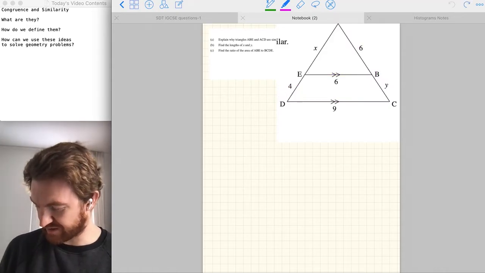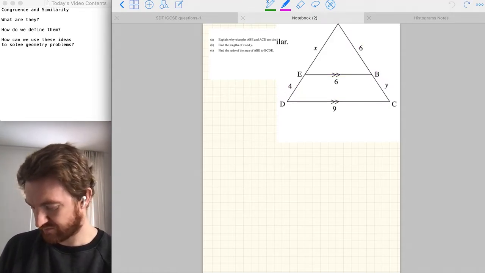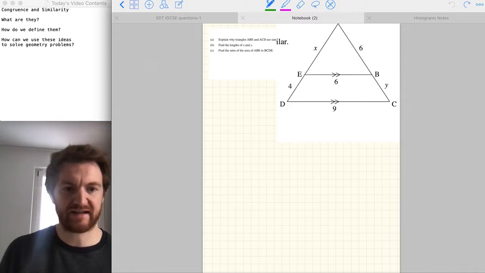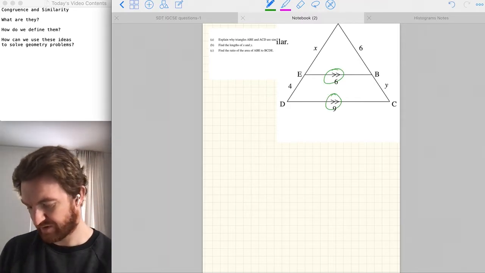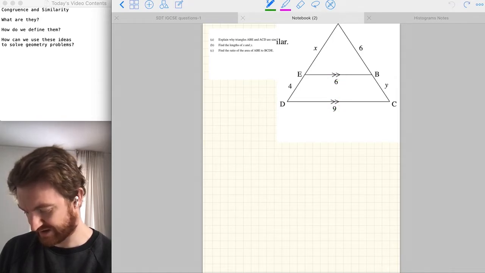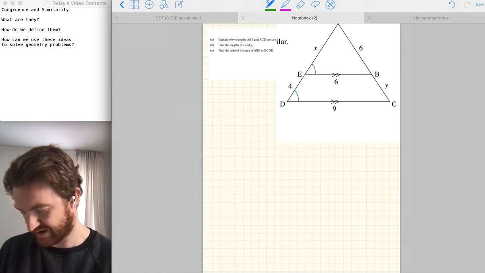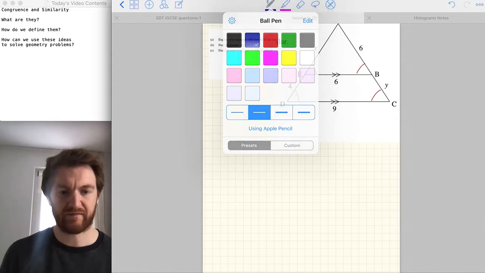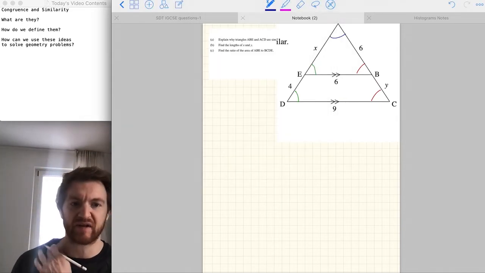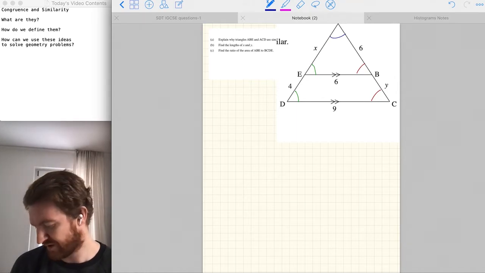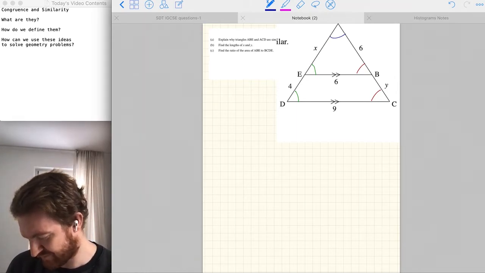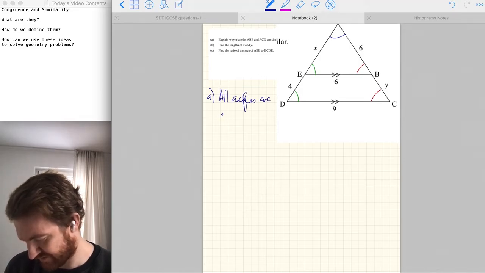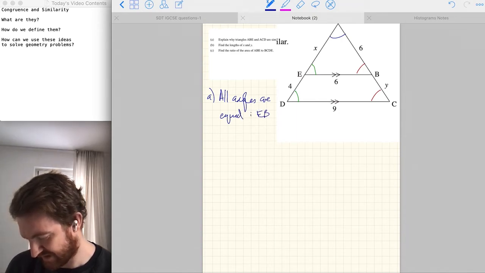So what we need to do is explain why they're similar. Well, this symbol here means that the lines are parallel. So what we can say is that this angle here and this angle here are the same. And we can say this angle here and this angle here are the same, and they share the angle at the top. How do we know the angles are the same? Because the lines are parallel. So first thing we can say is that all angles are equal because EB and DC are parallel.